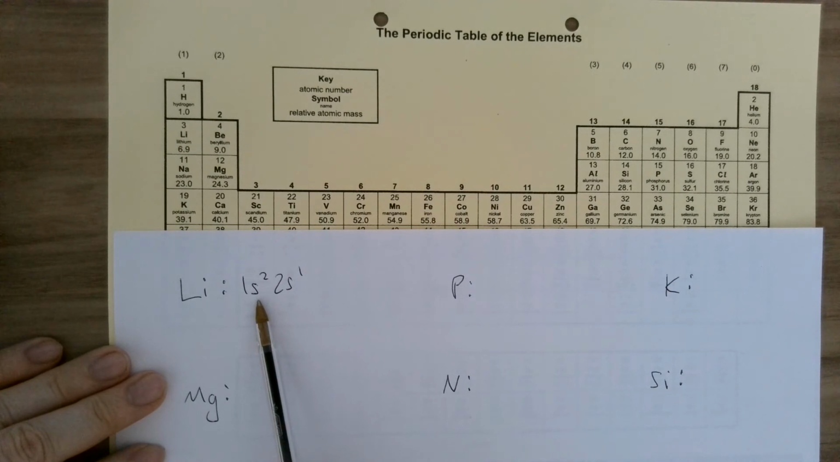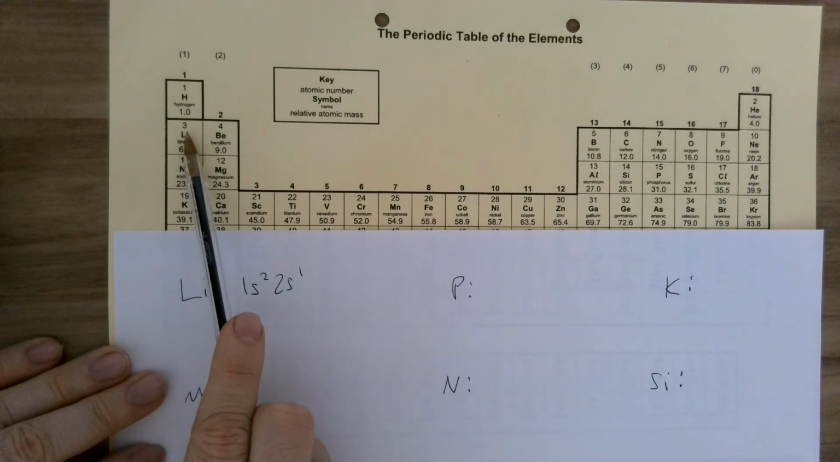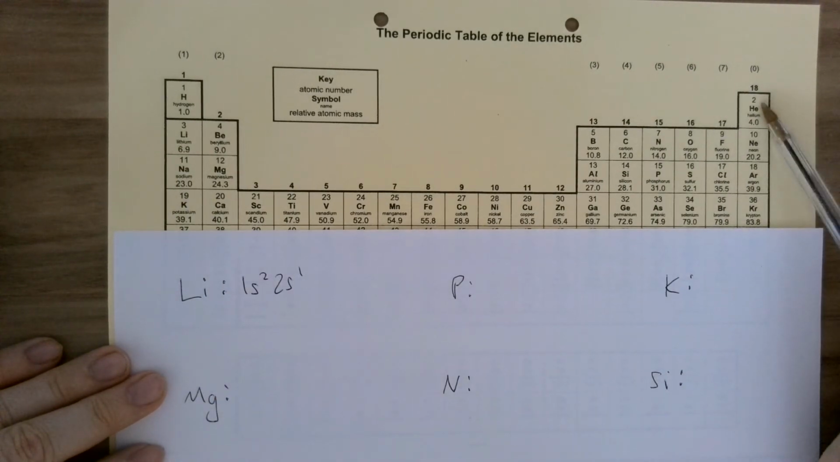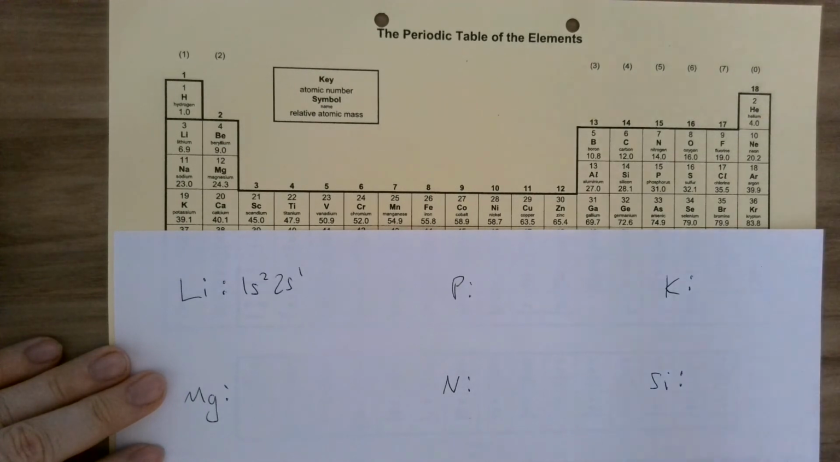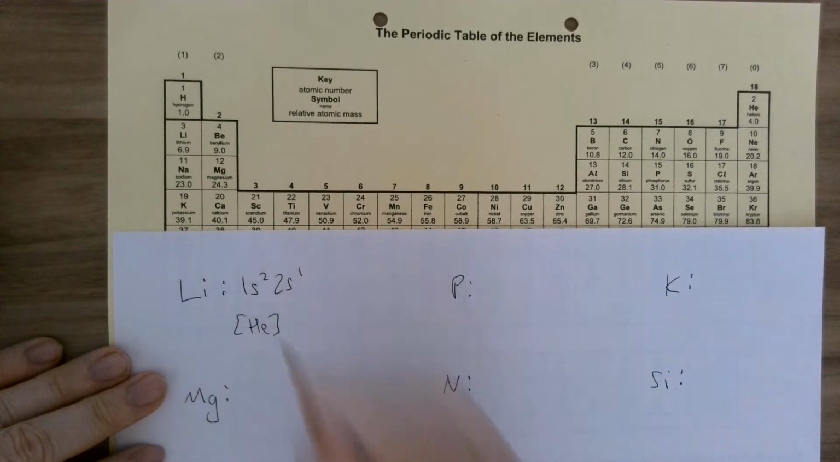How we would change this into the noble gas configuration is we would look at the proton number of lithium, which is 3, and we would look at the noble gas which has the next highest proton number below it. So before lithium would be helium. That's the highest noble gas before lithium. And so what I do is I write that in brackets, helium.